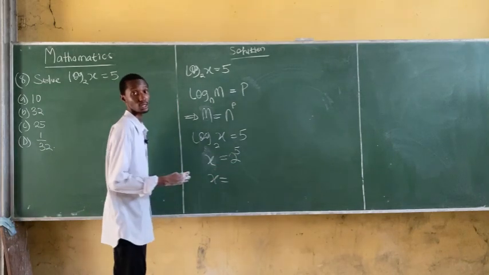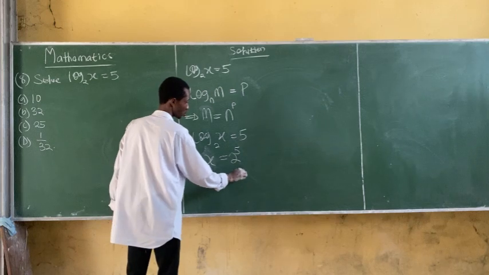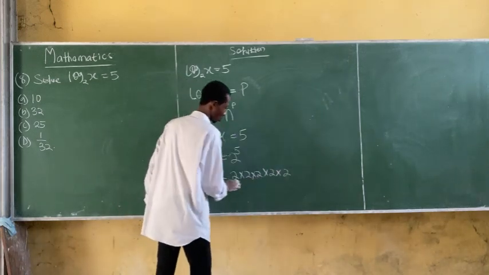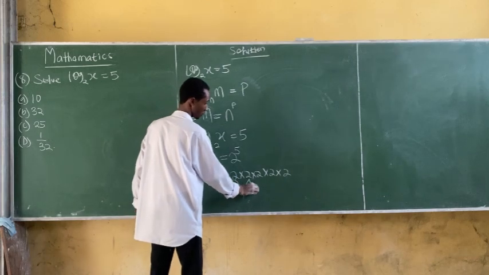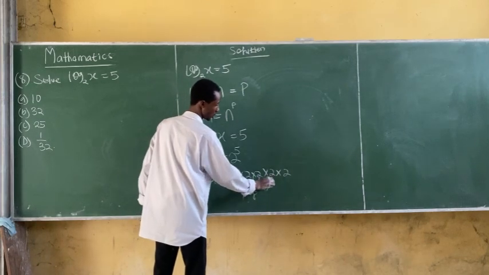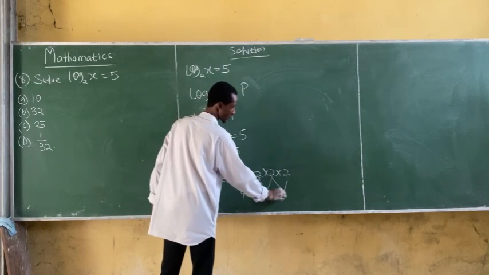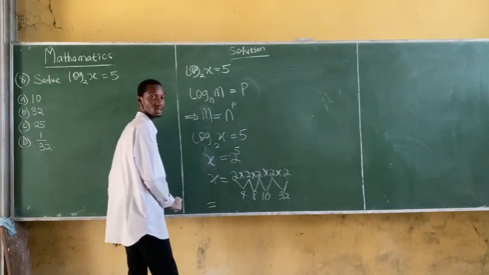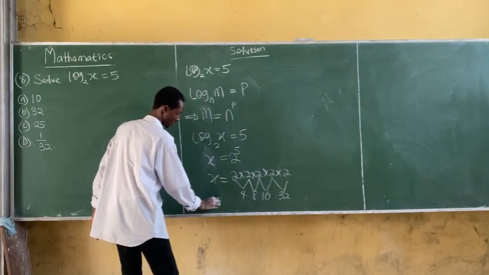which is 2 multiplying itself 5 times. You have 2 times 2 times 2 times 2 times 2. 2 times 2 gives us 4. 4 times 2 gives 8. 8 times 2 we have 16, and 16 times 2 we have 32. Therefore, the value of x here is what? 32.